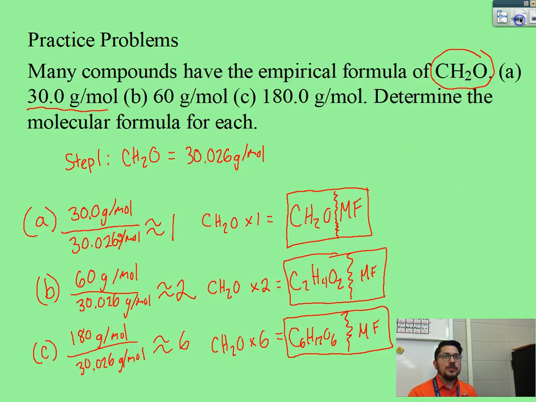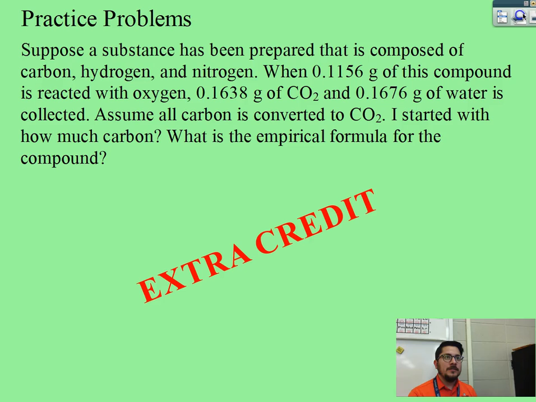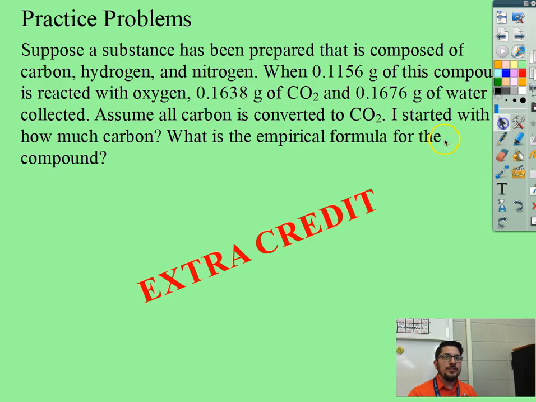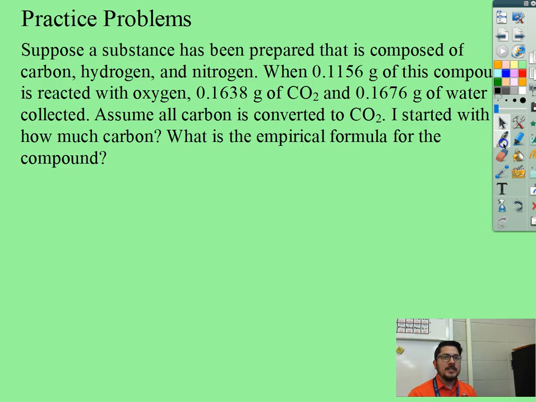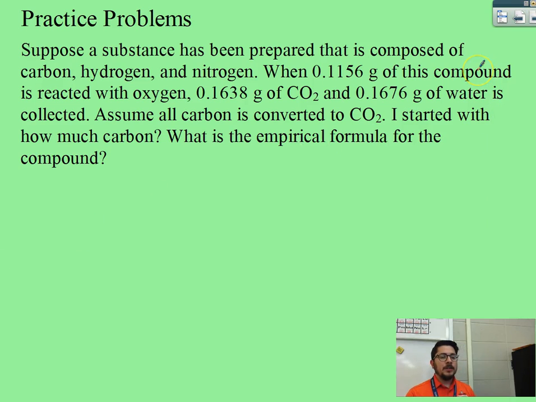Alright, so to the extra credit question. Again, this is optional. This is just if you want to get that extra credit points at the end on the test. Alright, so here we have some real problem. On this one it says, suppose a substance has been prepared that is composed of carbon, hydrogen, and nitrogen.